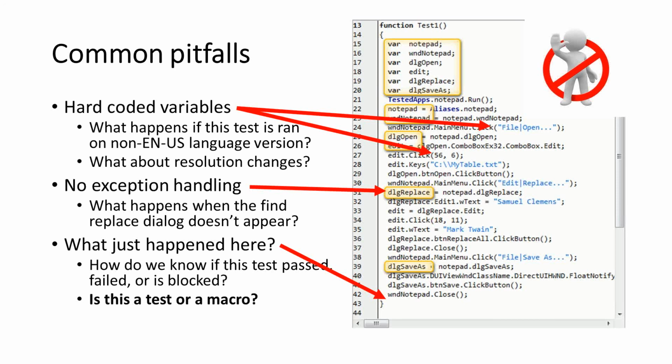The next thing is no exception handling. So when I look at this script, this is a great example of we're making assumptions. I try to open my dialog, I do file open, I expect that my file open dialog is going to be there, I try to get the handle of it, and then I make a click to set focus to the file name text box. But what if that file name text box isn't there?